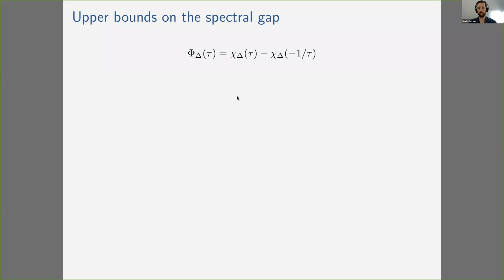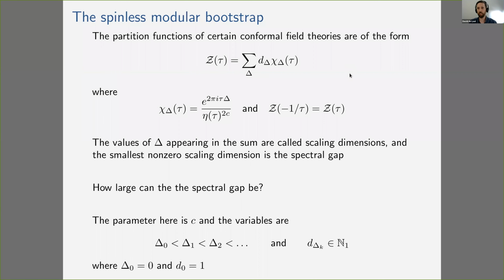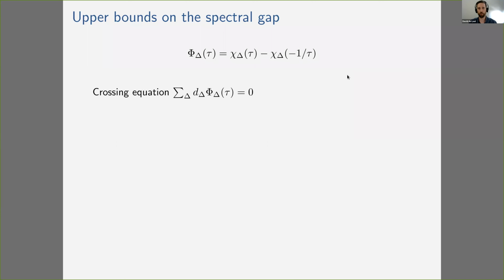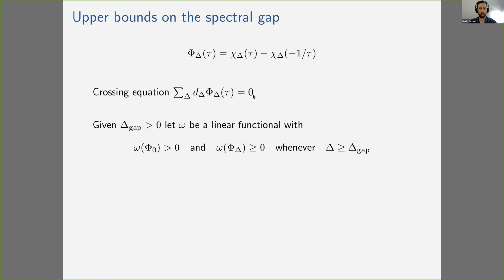It starts with the following definition. We define this function by taking the difference of these two functions. And then we get a crossing equation. This follows immediately from the symmetry condition and this definition of the partition function. So this immediately gives you, if you sum this function here with the degeneracies as the coefficients, you must get 0.